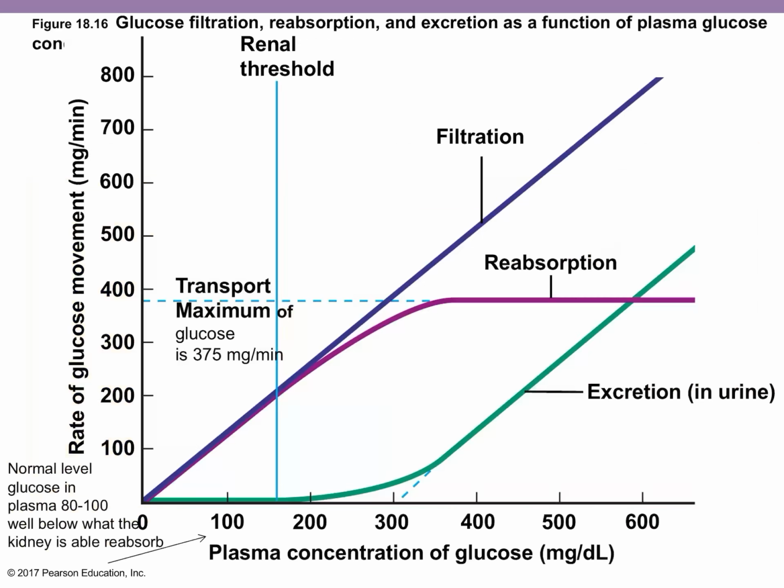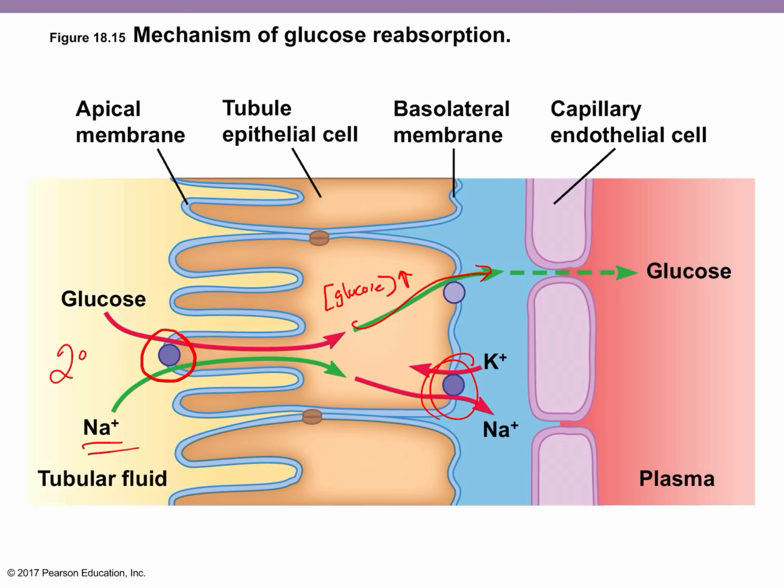Okay, let's take a look at, so I do have secretion on my outline. And secretion is just moving from the peritubular capillaries into the tubules. I don't have a picture of that, but a lot of the substances that I listed are going to be secreted. And I am now on transport maximum.